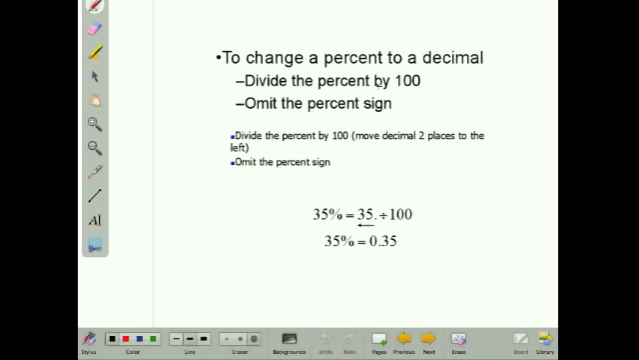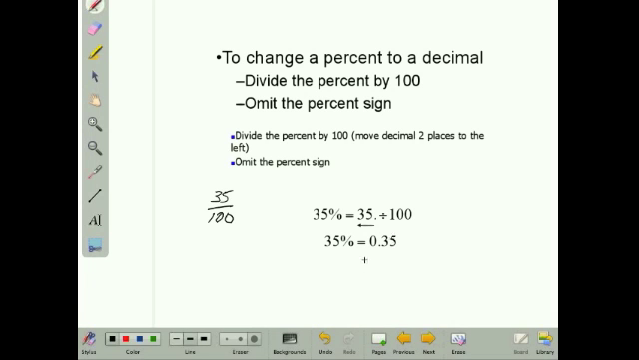To change a percent to a decimal, we want to divide the percent by 100. So we've got a percentage here, 35, and we know that 35 as a percent is 35 over 100. Well, this is 35 divided by 100, and in that case I can just move my decimal 2 places to the left, because when I'm dividing, I'm moving decimals to the left. We move it 2 places to the left, and 35% is equal to a decimal equivalent of 0.35.